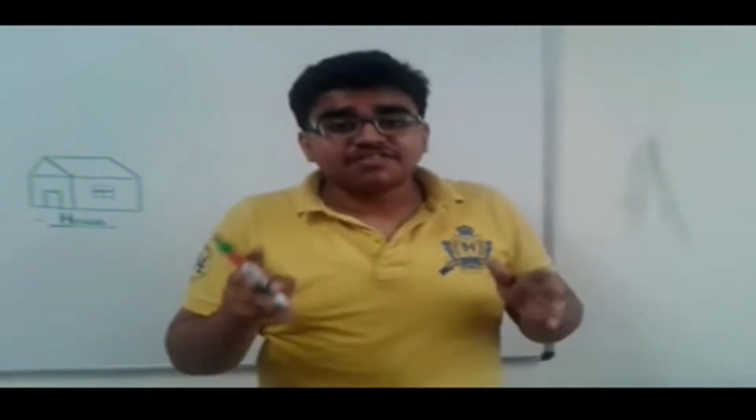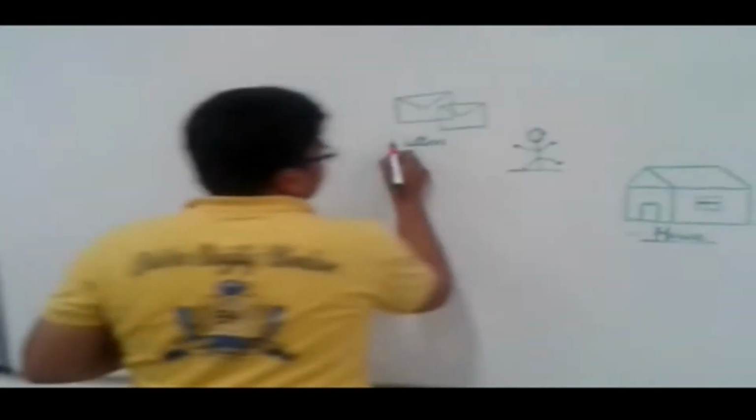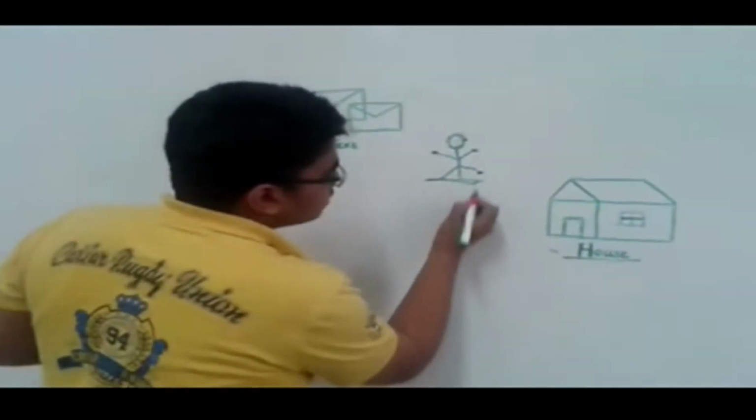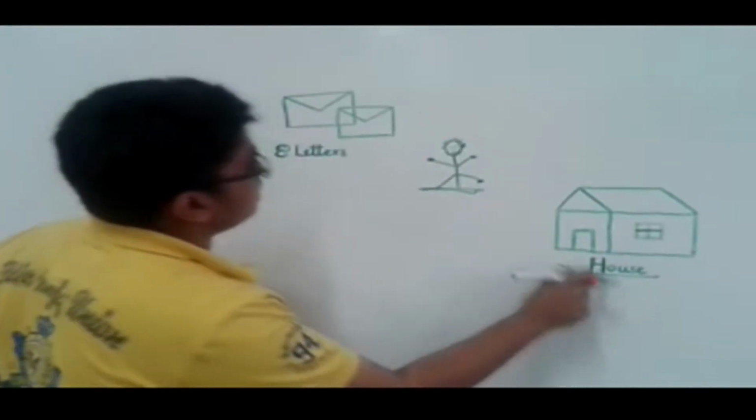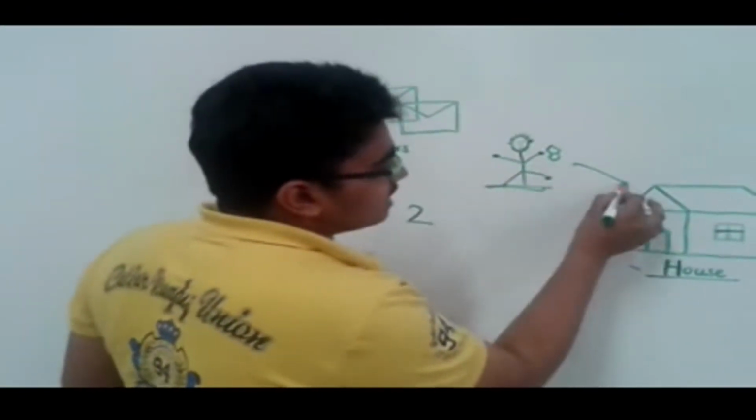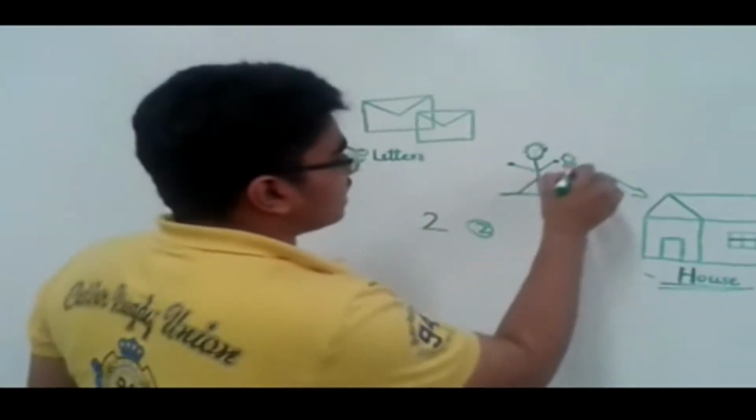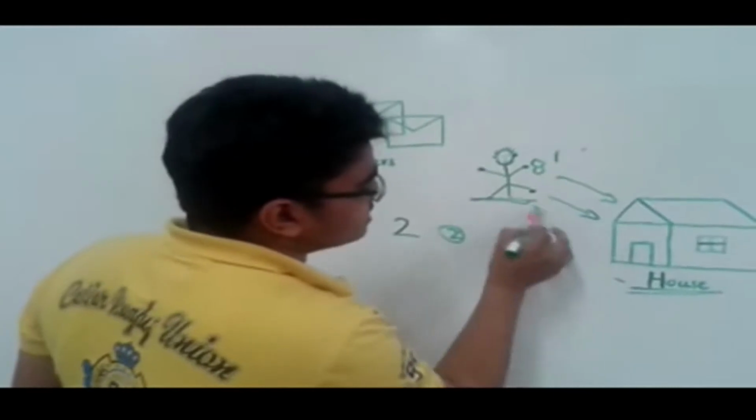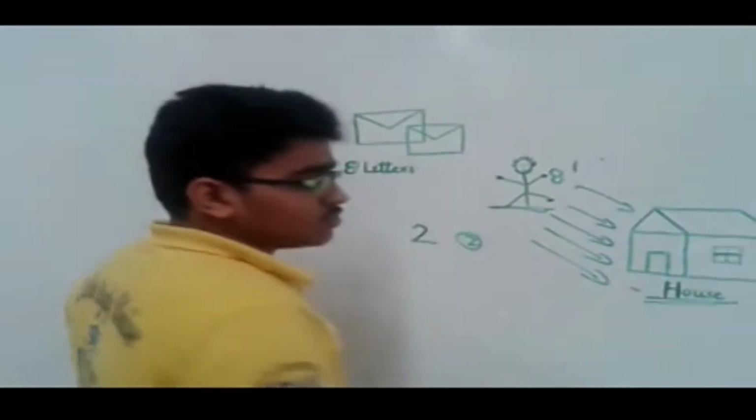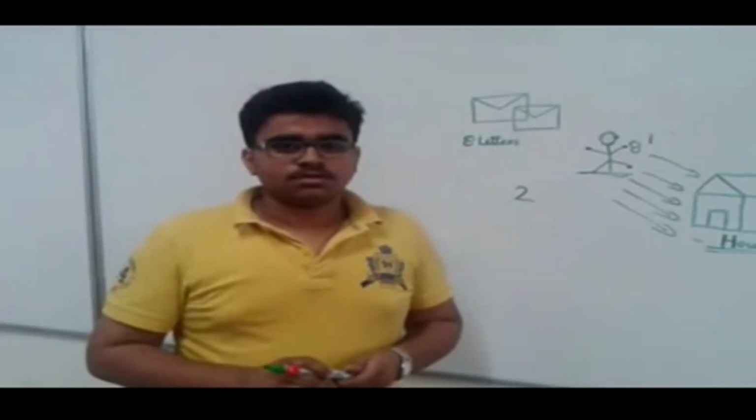Let's move on to the difference between serial and parallel port. Suppose we have 8 letters and the postmaster has to deliver these 8 letters to this address. So there are two cases. First, the postmaster takes all 8 letters at once and delivers them to this address. The second case is that the postmaster takes one letter at a time and delivers it 8 times to this address. So these are the two ways by which the postmaster can deliver 8 letters to this address.